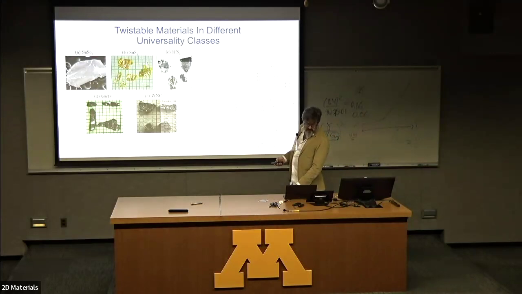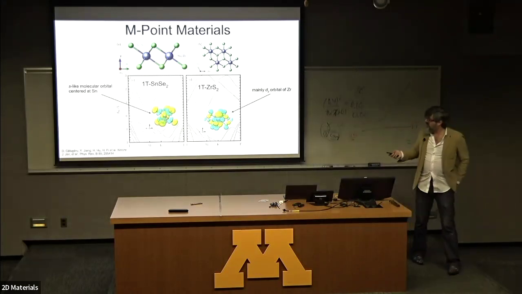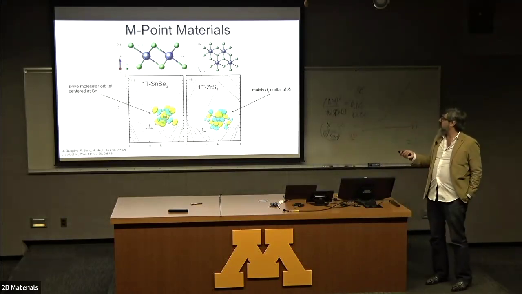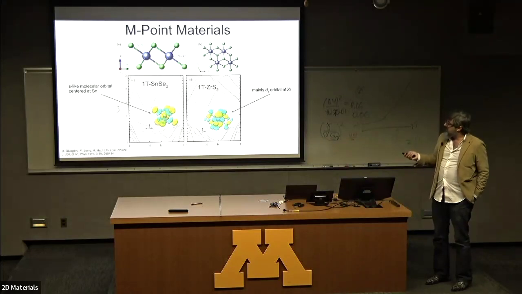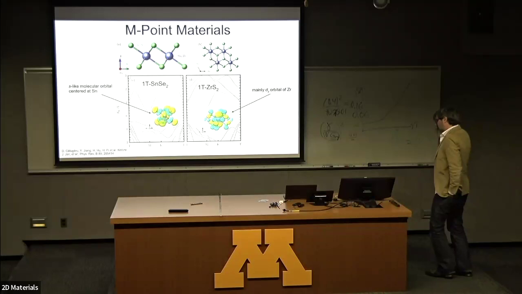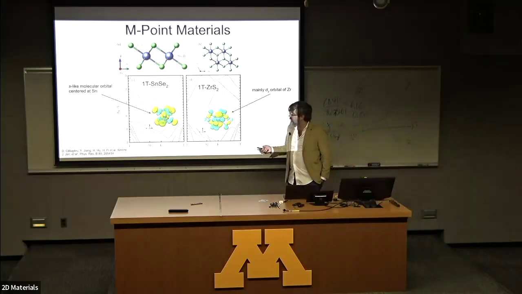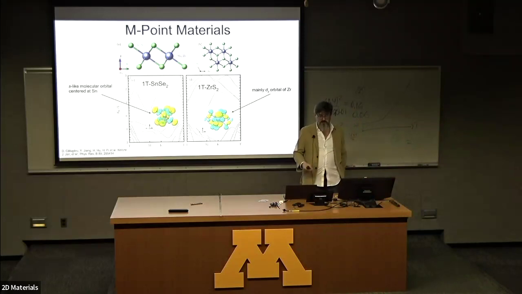They look pretty shiny and pretty nice, and they've been exfoliated and twisted. Now, these endpoint materials are kind of neat because they have a conduction band minimum at the endpoint and a valence band maximum at the gamma point. So depending on whether you gate into the conduction band or the valence band, you can have endpoint and gamma point twisting.